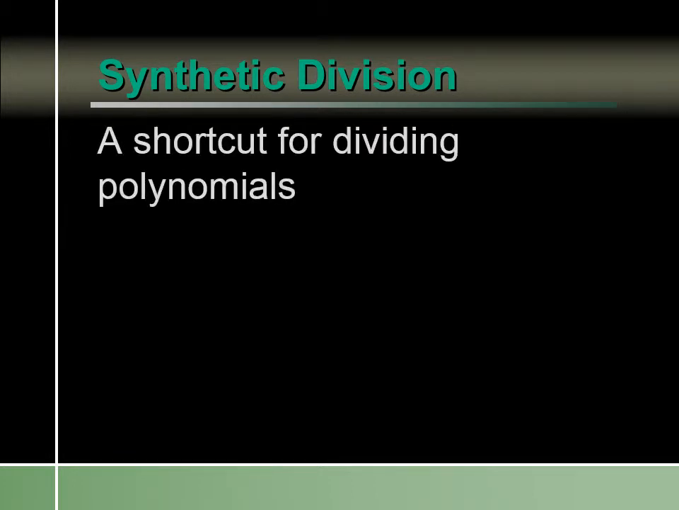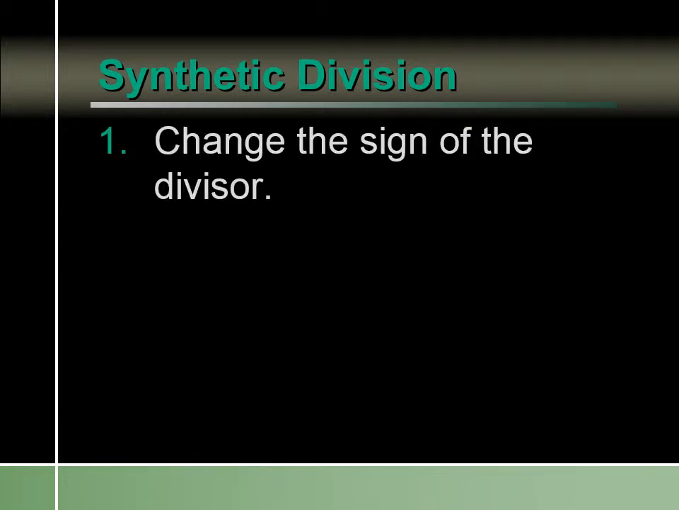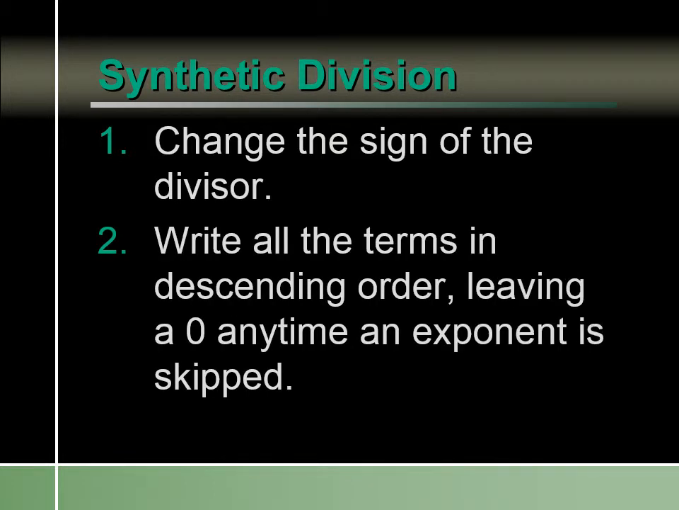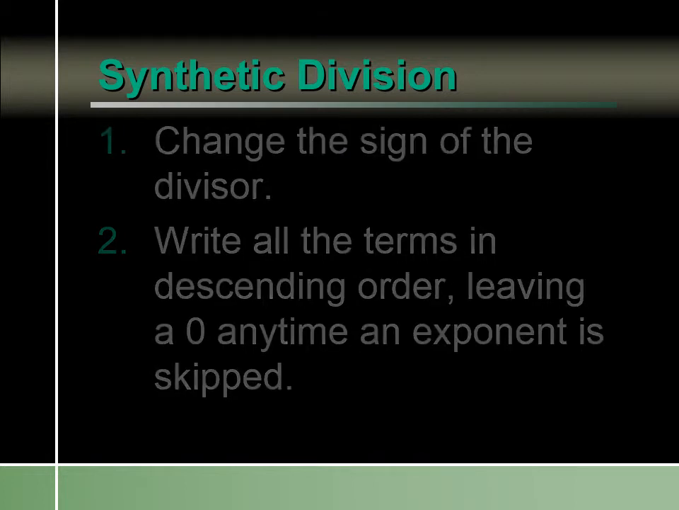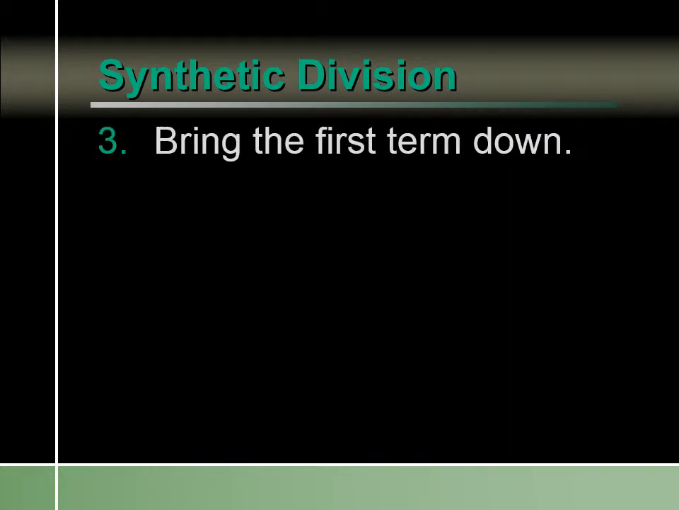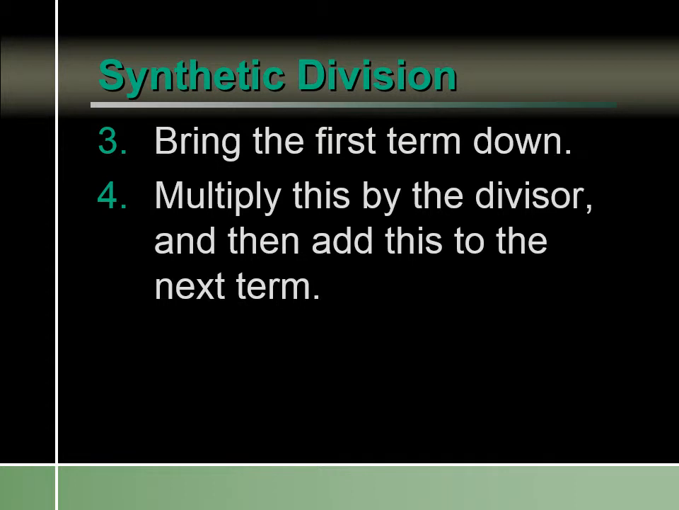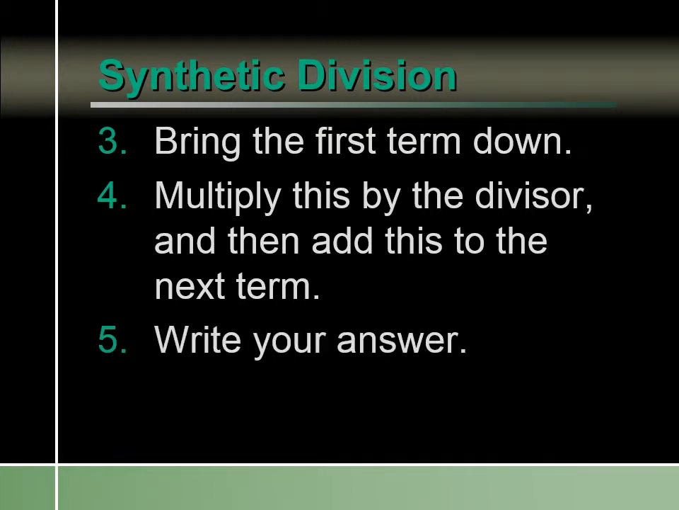All right, another shortcut I want to teach you is synthetic division, okay? Which is a shortcut for dividing polynomials. The first thing you're going to do is change the sign of the divisor. You're going to write all the terms in descending order, leaving a 0 anytime an exponent is skipped. You're going to bring the first term down, multiply this by the divisor, and then add this to the next term. And then you write your answer. It's super fast and super easy.